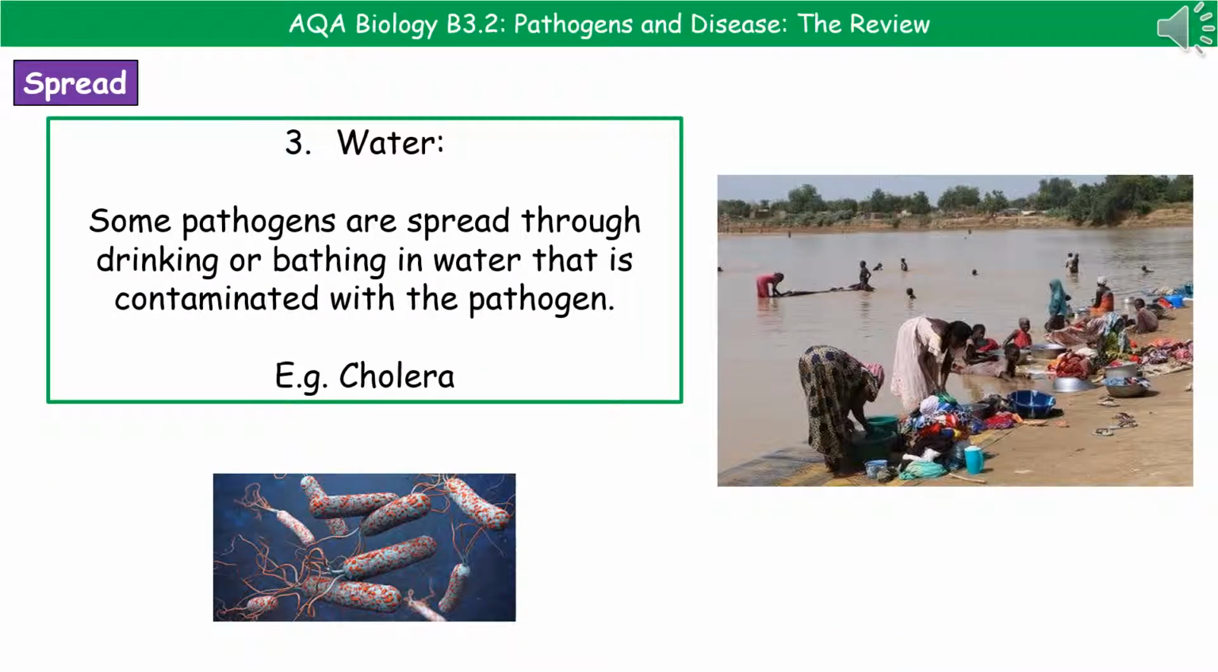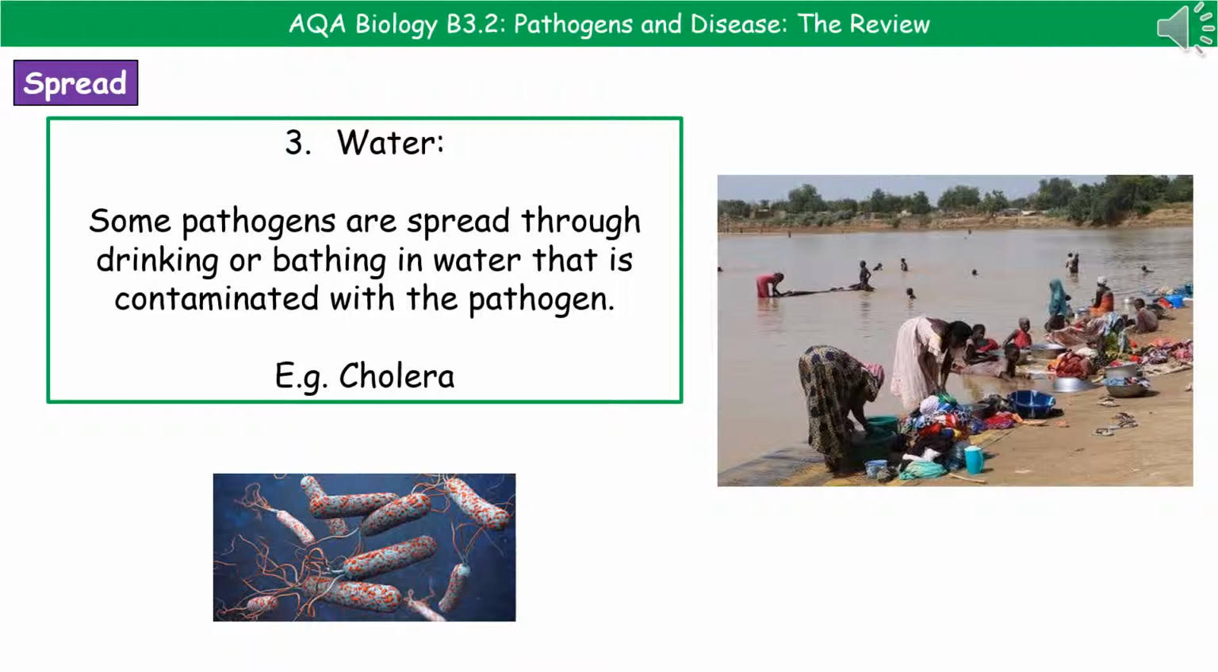The third way is through water. And there's a couple of different ways that this could take place. So one of the most common problems that we find in developing countries is the fact that they don't have great water treatment facilities. So that means that they're drinking water that could very well be contaminated with fecal matter.